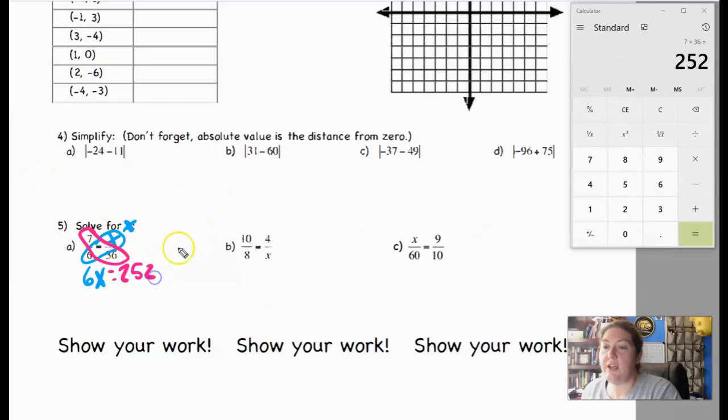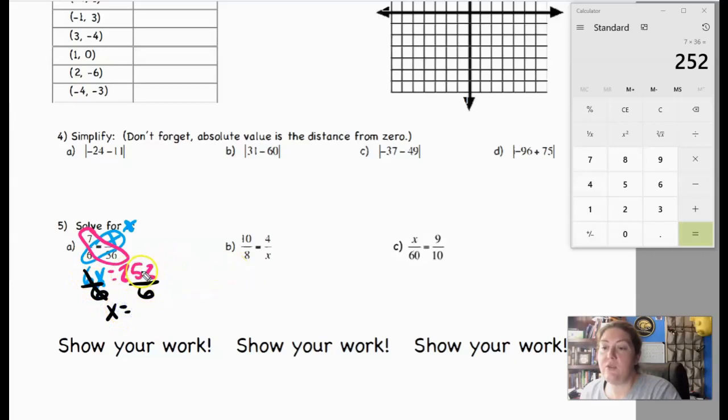Okay, now we've done these 12,000 times. We know that we've got to get Mr. X by himself. Who's bugging Mr. X? 6. What operation is happening between the 6 and the x? Well, they're smushed. Smushed means multiply. How do I undo multiply? I divide. What I do to one side, I do to the other. So 6 is canceled, x is by itself.